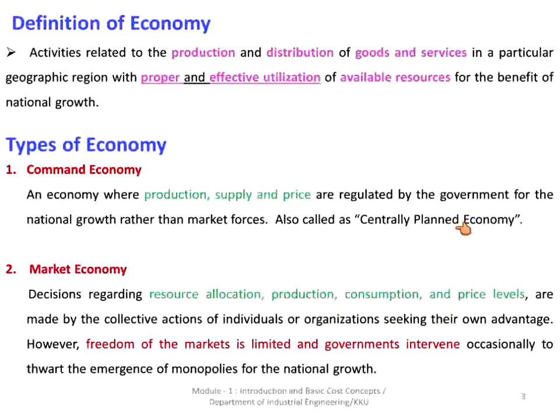This is also called as centrally planned economy. Centrally planned economy means the central government. For example, in Saudi Arabia, the government is in Riyadh. So the government is deciding this. This kind of decision where the government is involved in deciding on production, supply, and price of products and services is called command economy. Fine.